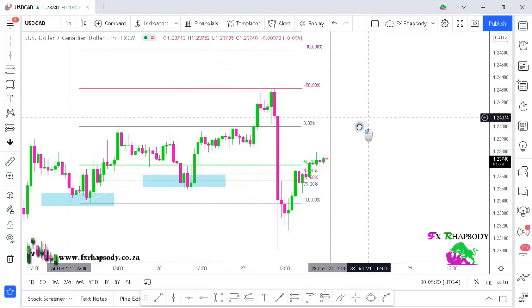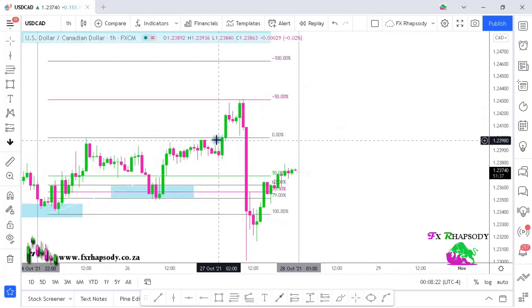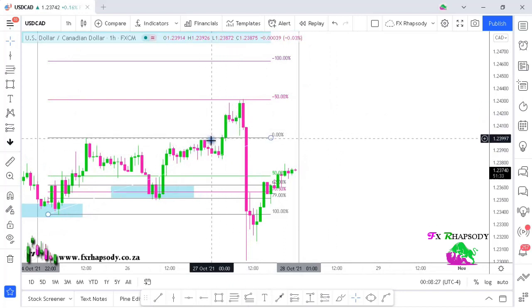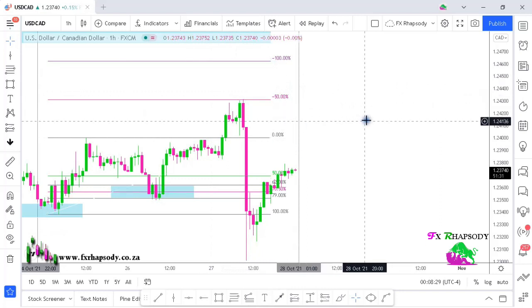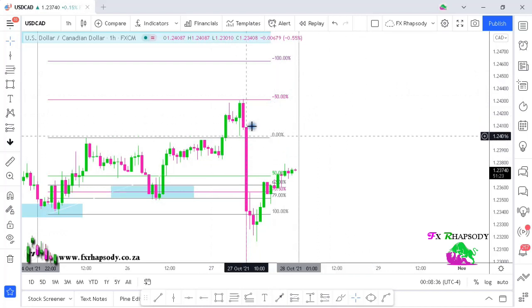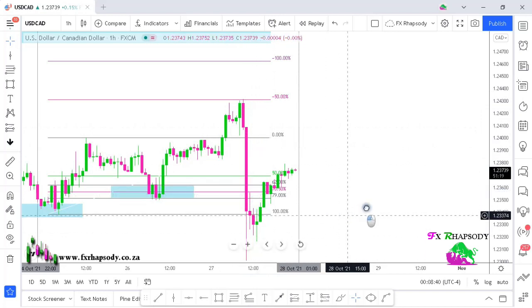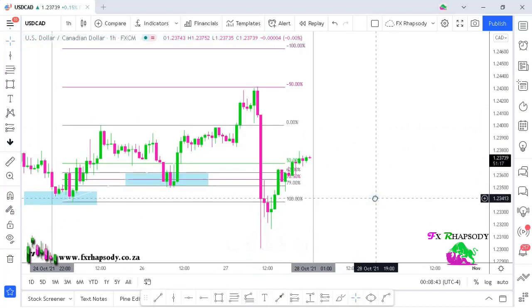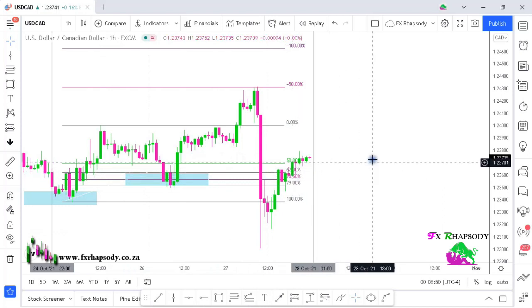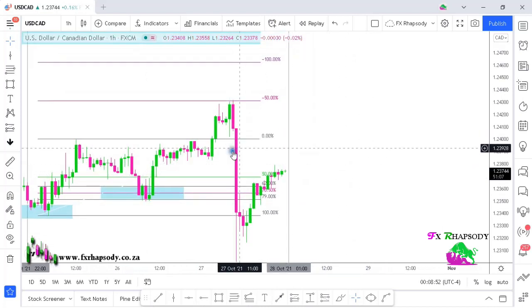I mean, the rate decision could have been bad, and if it was bad, it would have been in your favor if you were in a buy, and the price would have shot up. But obviously, the comments that came through from the Canadian bank just strengthened the loonie. So you saw this big push to the downside, because the loonie traded stronger against the dollar due to the comments made by the Bank of Canada. So always be careful of the news.